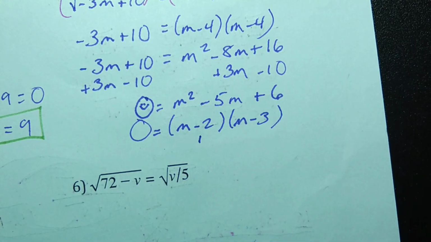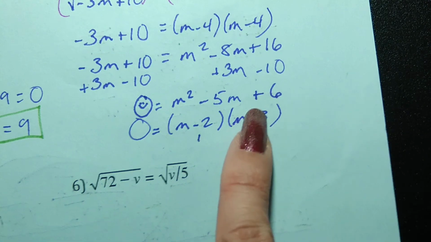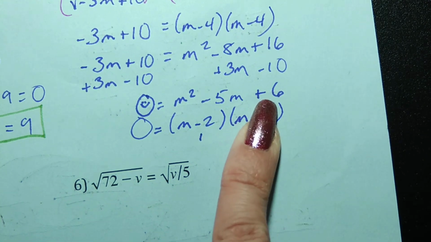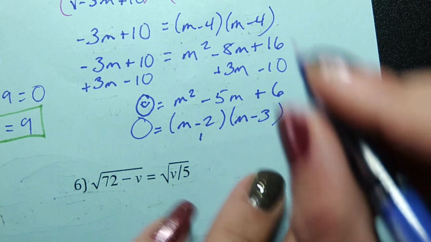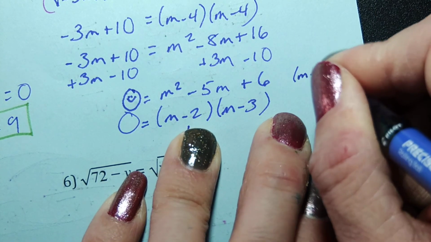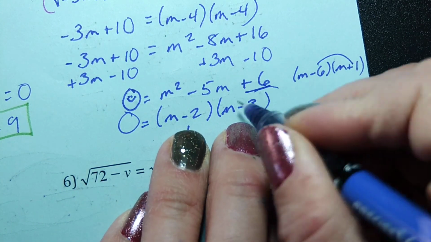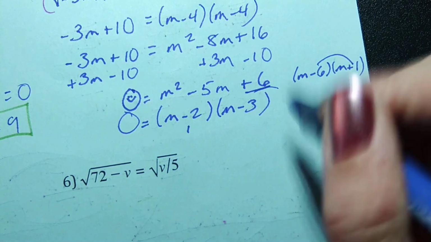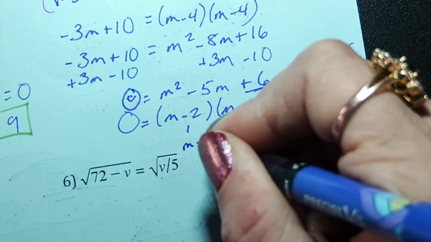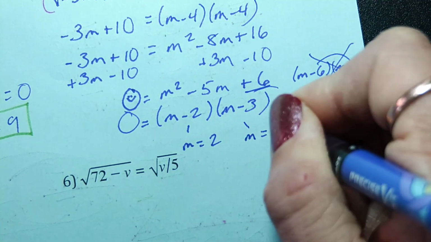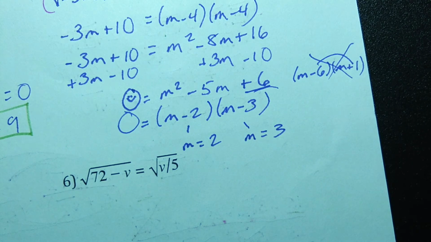Wait, why isn't it negative 6? Because negative 6 times positive 1 would give us a product of negative 6 instead of the positive 6. Oh, yeah. So if we tried doing that, that would give us a negative 6 for the last term. So then m equals positive 2 and m equals positive 3. I want you guys to practice checking this one on your calculator.